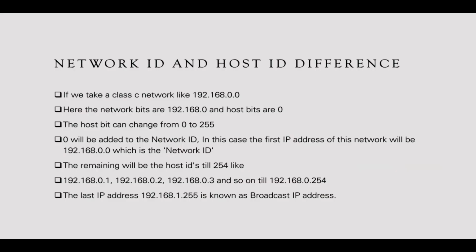Network ID and host ID difference. If we take a Class C network like 192.168.0.0, here the network bits are 192.168.0 and host bits are 0. The host bit can change from 0 to 255. 0 will be added to the network ID. In this case, the first IP address of this network will be 192.168.0.0, which is the network ID.